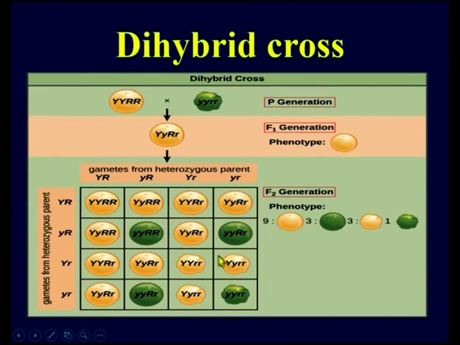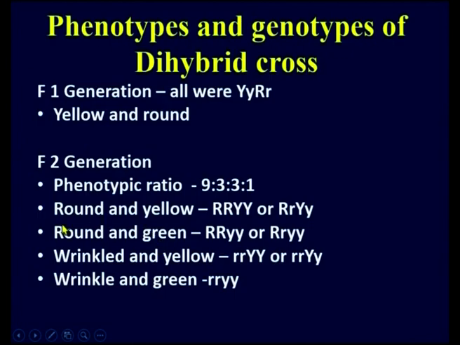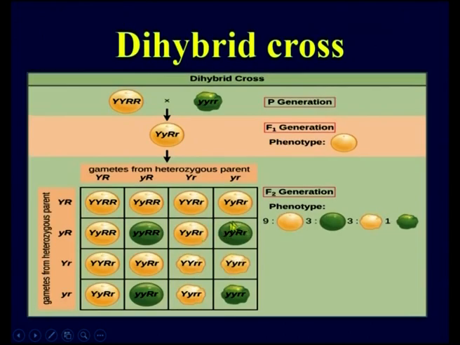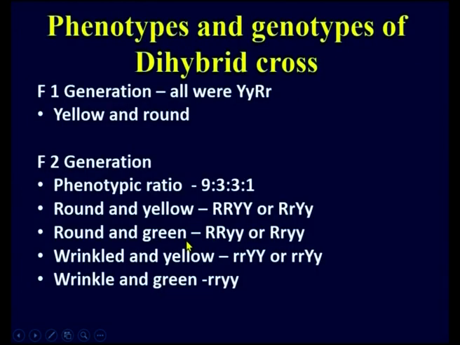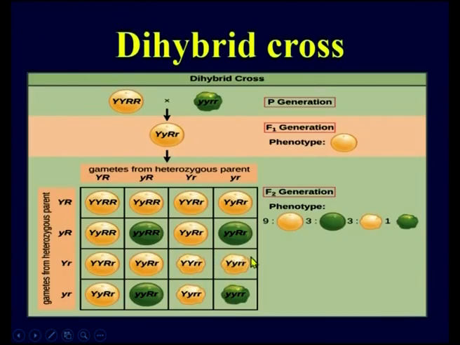And another one over here in the last, these are small 4 boxes, we can show one dot, one dot, one dot and connect, we get one triangle. So this is again yellow color. What we get over here is round and yellow, which is 9, and round and green, 3 in number, then wrinkled and yellow 3, and then pure green with wrinkled 1.